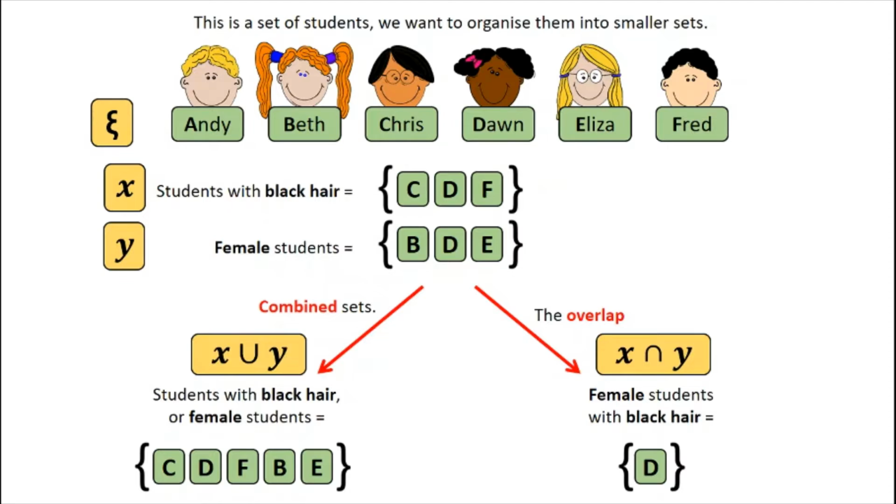So at this point we've got a few new symbols. We've got this one up here, which just means all the things I'm going to sort. I've got set X and set Y, and they could be given any letter. I've just chosen X and Y. This symbol means or, basically, and this symbol means and.